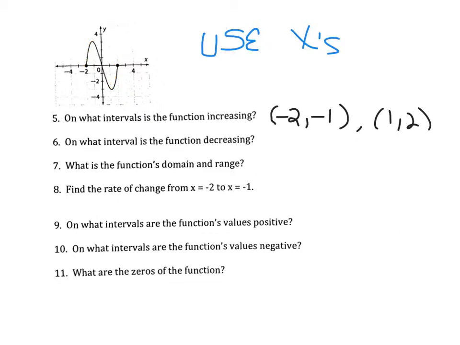Okay, watch this now. Number 6, where's it decreasing? It's decreasing here to here. That's where it's going down. Now, the good news is it's everything else, right? If it's increasing from negative 2 to negative 1 and 1 to 2, it's decreasing between whatever's left, which is negative 1 to 1. That's where it's going down. Use the X's. Okay, I'm stopping right there.